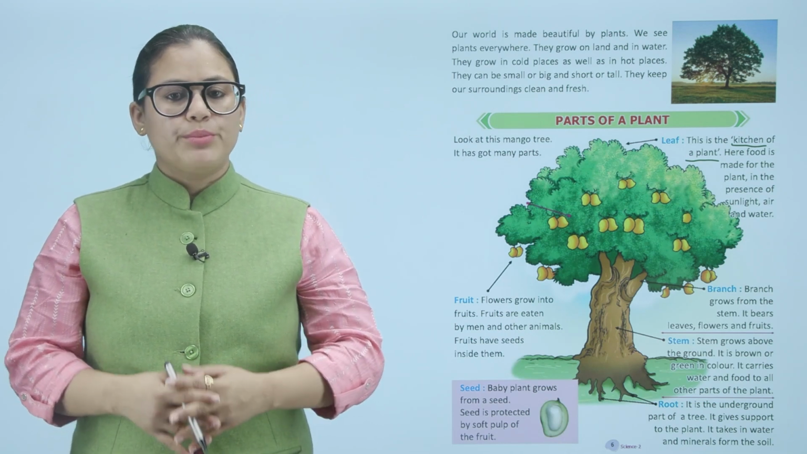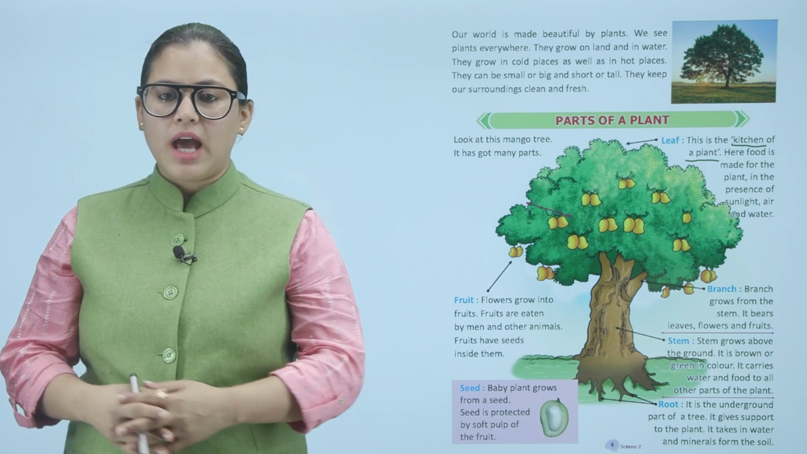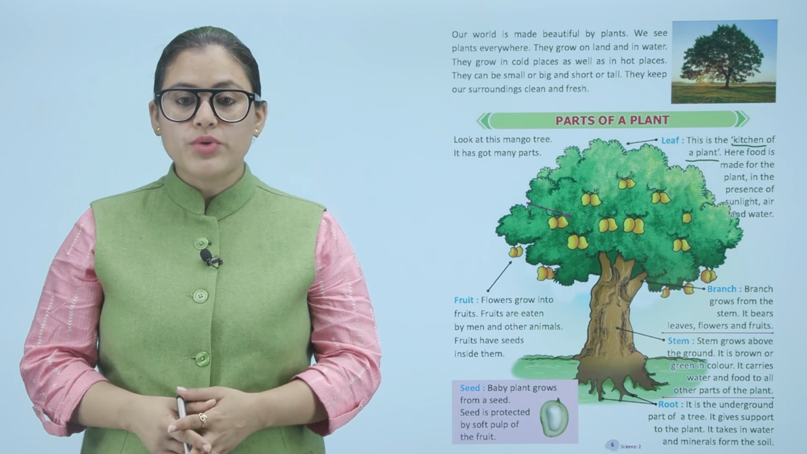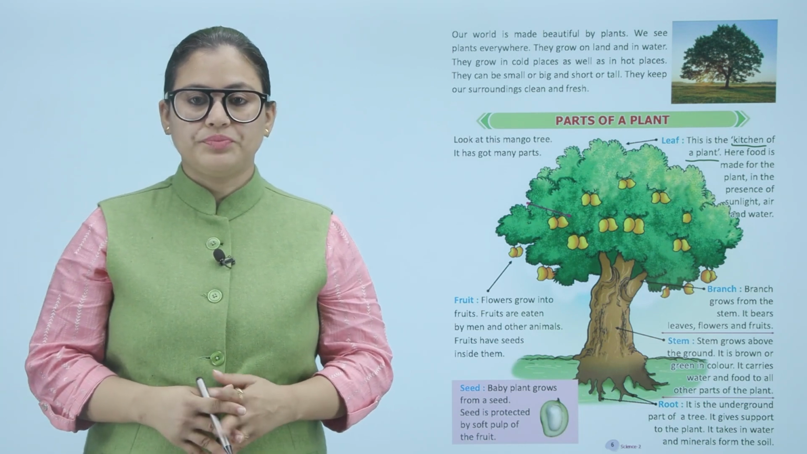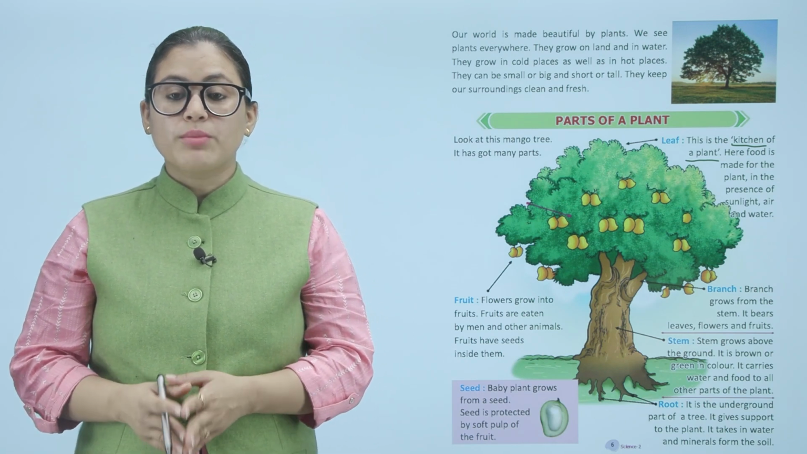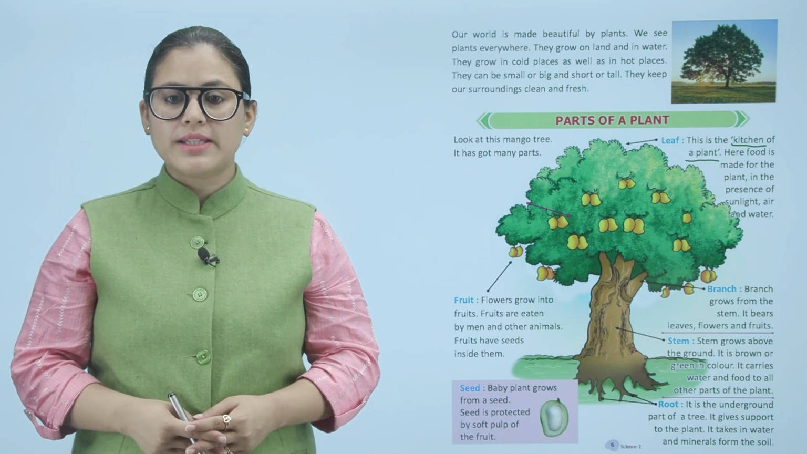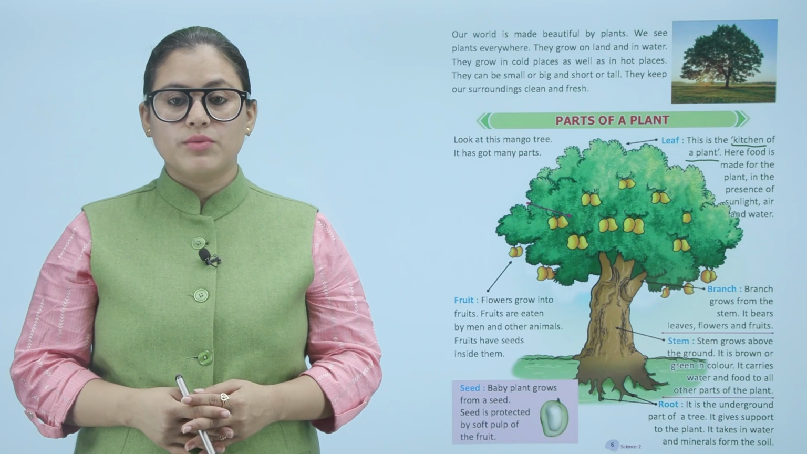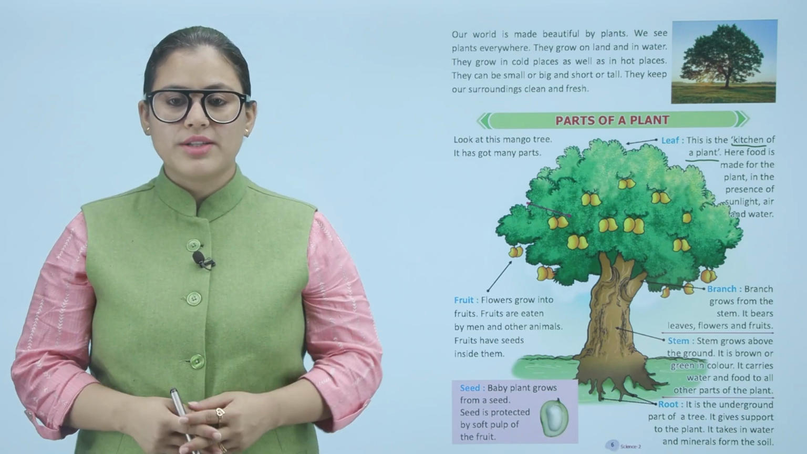Next is branch. Branch grows from the stem. It bears leaves, flowers and fruits. Stem. Stem grows above the ground. Sorry. Let me say branch again. Branch. Branch grows from the stem. It bears leaves, flowers and fruits. Stem. Stem grows above the ground. It is brown or green in color. It carries water and food to all other parts of the plant.